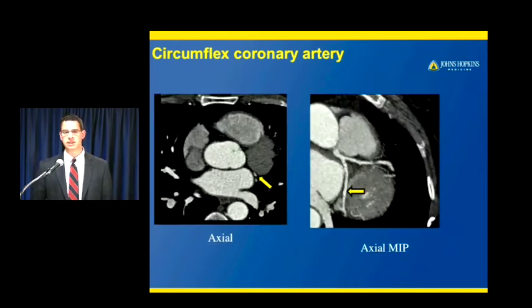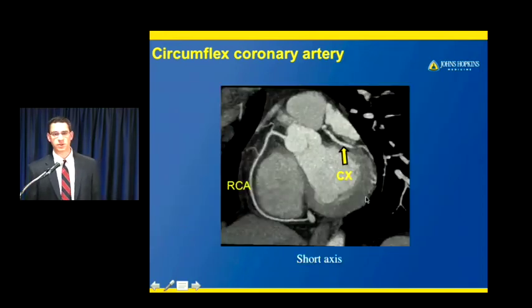So what does it look like? Here's an example. On an axial image, usually you see the circumflex as a tiny dot in the AV groove here. And then if you do some manipulation and create a MIP, you can actually lay out the vessel nicely. You can see here, this is left main branching into an LAD branch here and a circumflex branch here, and it's coursing along. This is the left atrium, left ventricle. So it's going right in that groove between the left atrium and the left ventricle.